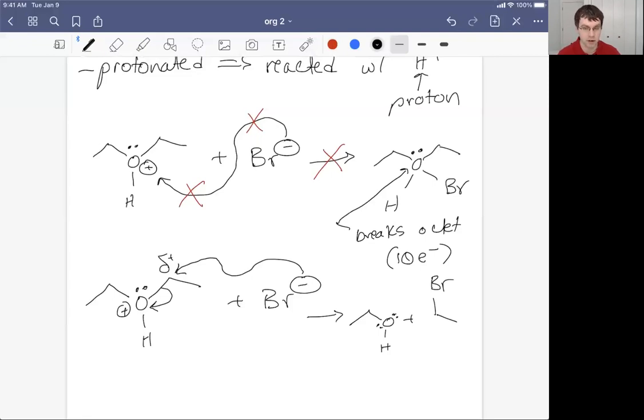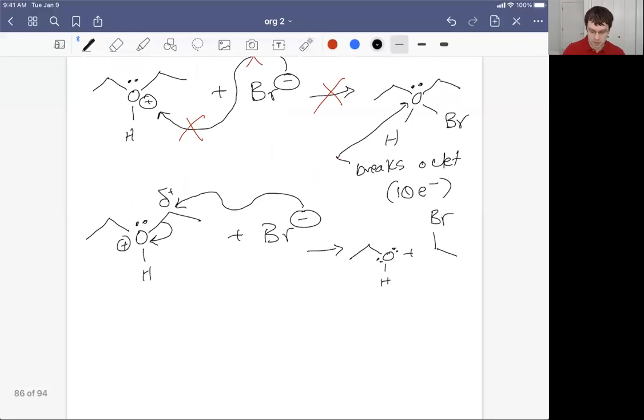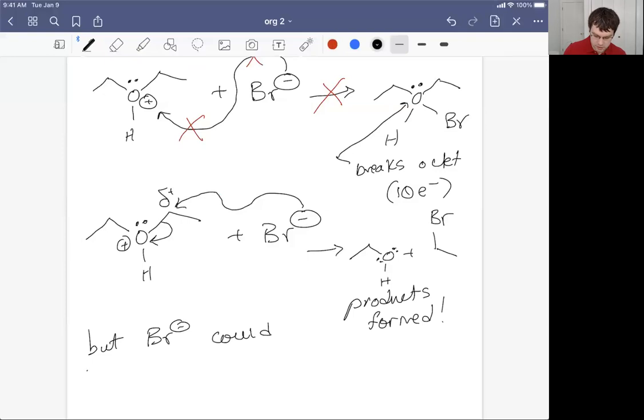Get comfortable with the formal charges, and then get comfortable with kind of how we push the electrons. We're going to use 2 arrows for this mechanism. Now, we've formed our products. The mechanism is complete. So the mechanism is complete, but we should note that Br minus could attack either side.